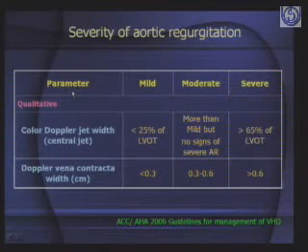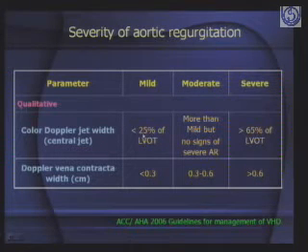Now, these are the ACC AHA 2006 guidelines for the management of valvular heart disease. If the vena contracta is less than 0.3, it is mild aortic regurgitation. If it is more than 0.6, it is severe aortic regurgitation, and 0.3 to 0.6 is moderate aortic regurgitation, right? And color Doppler jet width of a central jet less than 25% of LVOT.